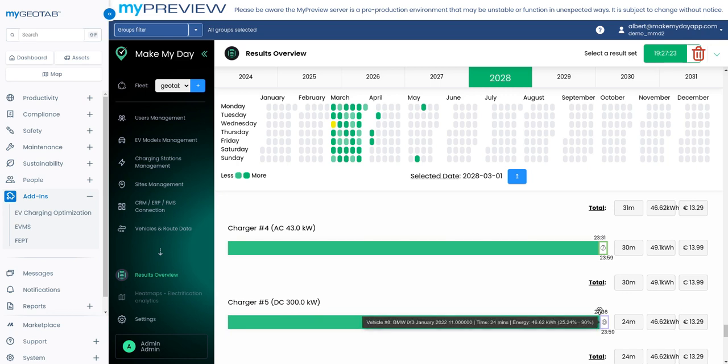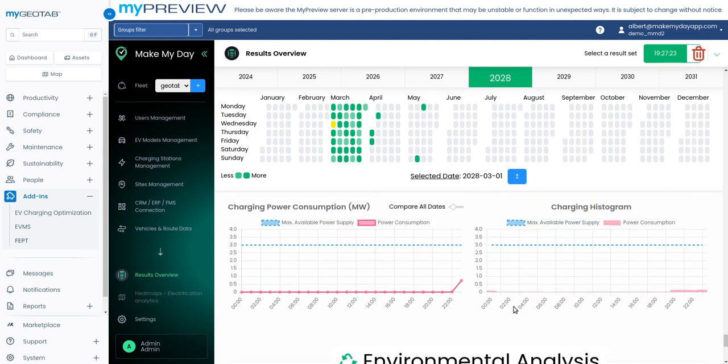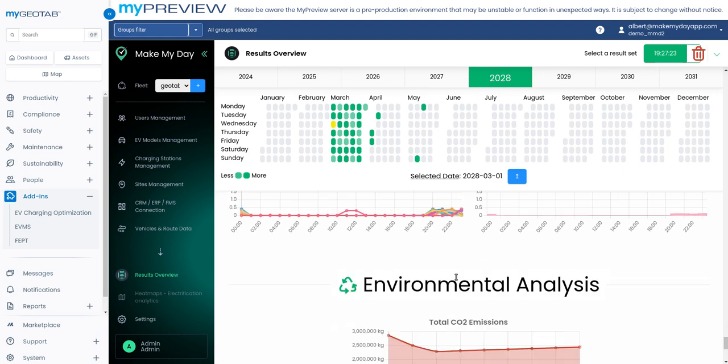between 11 until midnight, and we can see the prices of the charging and of course how much kilowatt we used, and we are making sure that we never cross the available electricity for charging inside the depot.